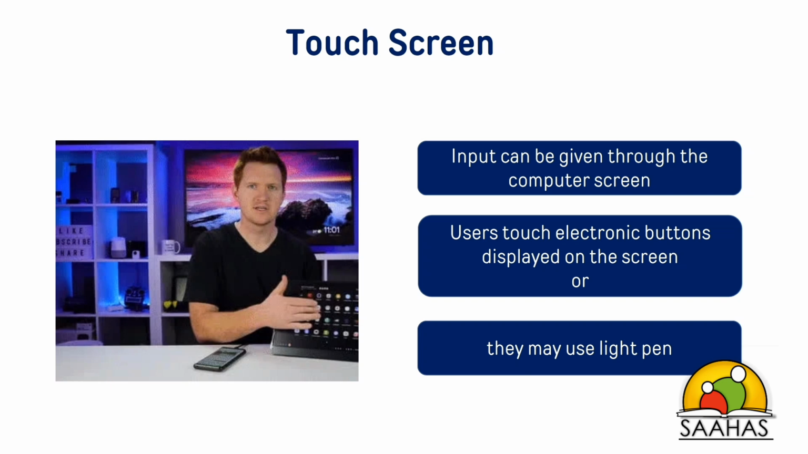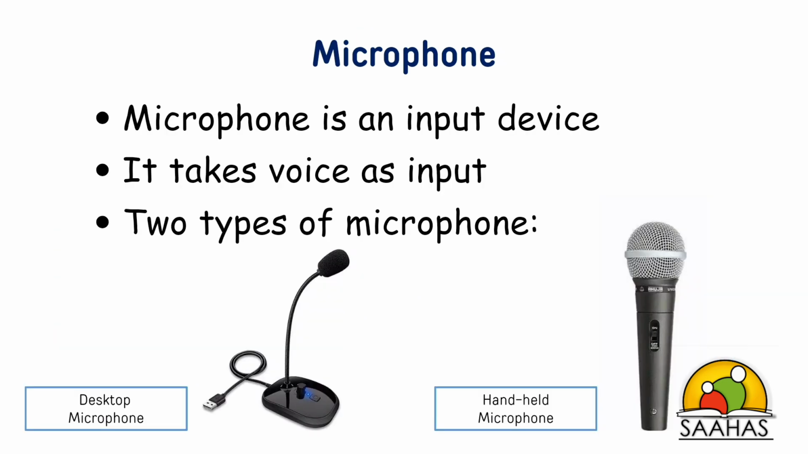Now touchscreens. Touchscreens are something that we are all familiar with. Why? Because they are everywhere these days, especially in our smartphones, right? So these devices allow us to input commands directly through the screen, either by touching the electronic buttons displayed on the screen or using a light pen. Microphone. All of us know about the microphone. It is an input device. It takes voice as input, and 2 types of microphones are there. First one is desktop microphone and the second one is handheld microphone.